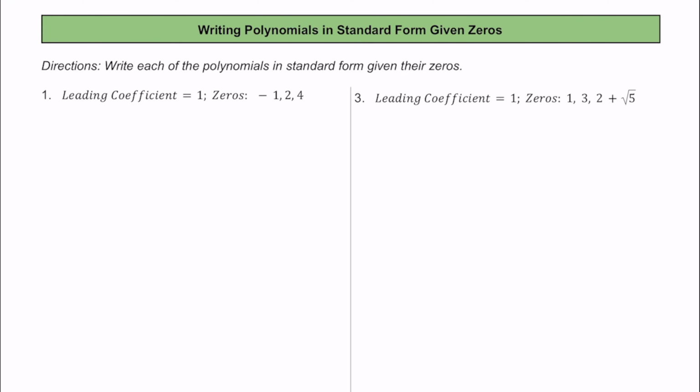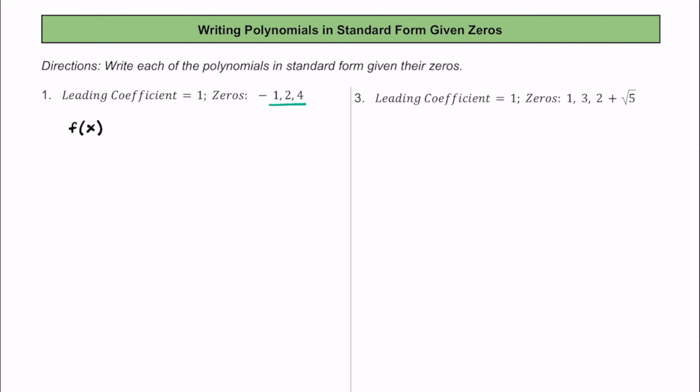Let's practice writing polynomials in standard form given some zeros. For number 1, we know that the leading coefficient of this polynomial is equal to 1, and we're given 3 different zeros here. Each of these are distinct zeros, meaning they are unique, so let's see if we can write at least this polynomial to get started in factored form.